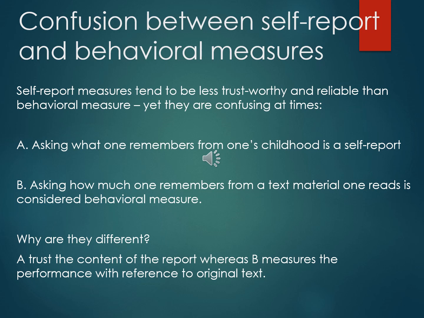Okay? On the other hand, in asking how much one remembers from a text material, I can always refer back and compare your performance level of how much of that information was recalled, how much of a distortion I observed. Those are the performance. So the self-report measure is focused on the content, and the content is trusted. In the behavioral measure, the best way for you to think about it is it's translated as a performance, where you have some objective reference baseline as a reference point.